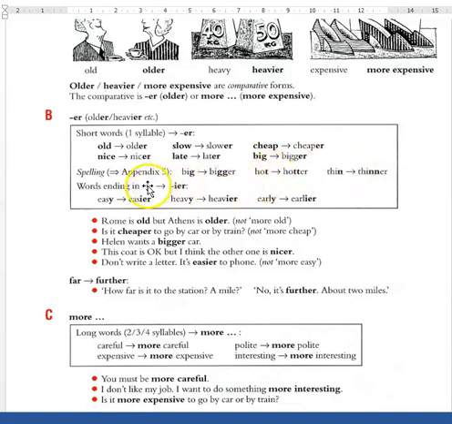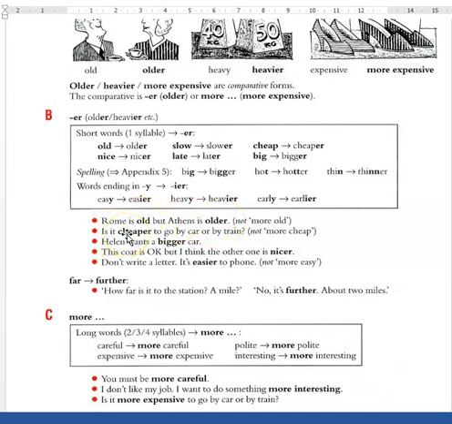For spelling words that end in Y, adjectives that end in Y, we add IER. So easy becomes easier, IER. Heavy with a Y becomes heavier. And early becomes earlier. So look at the examples here. Rome is old, but Athens is older.